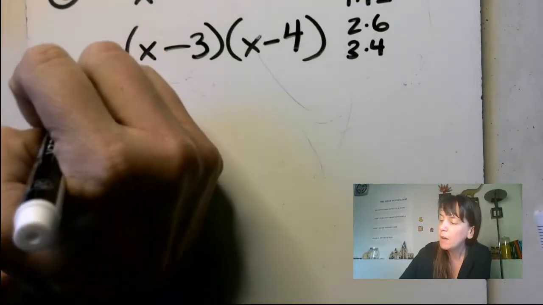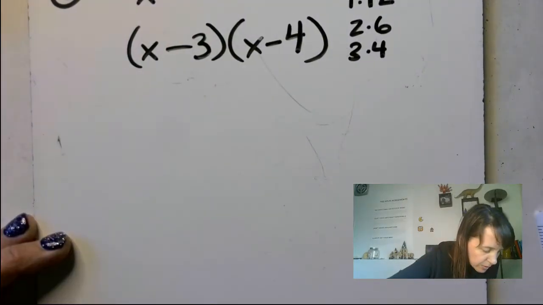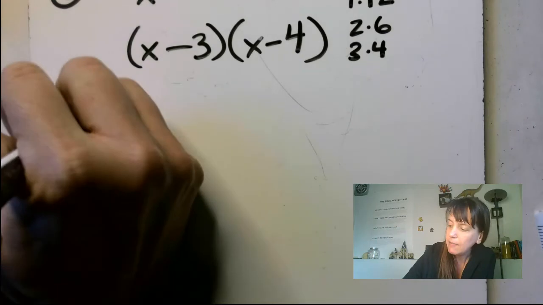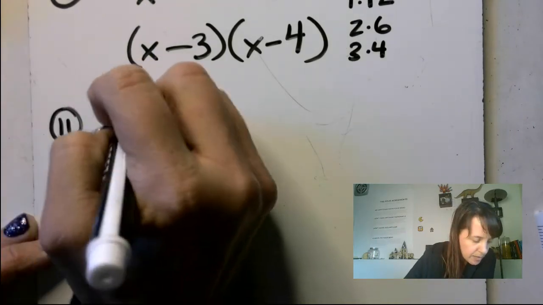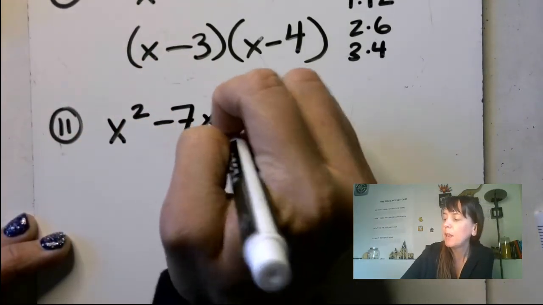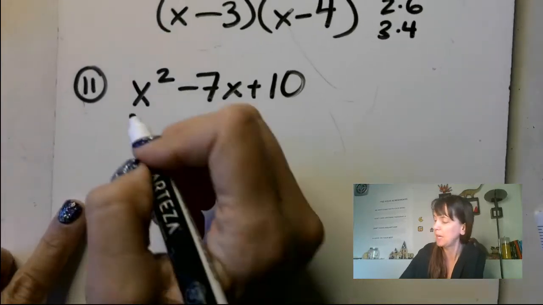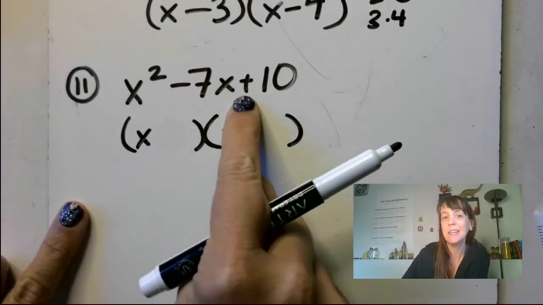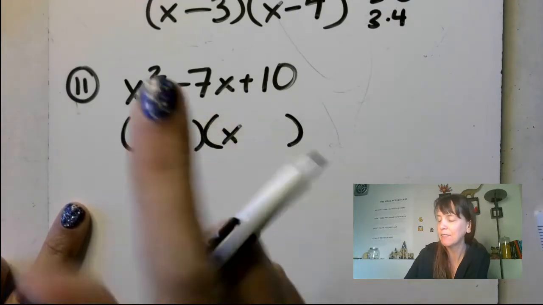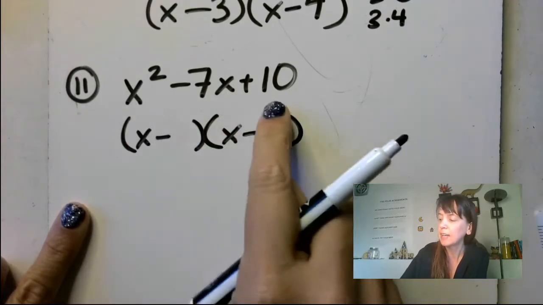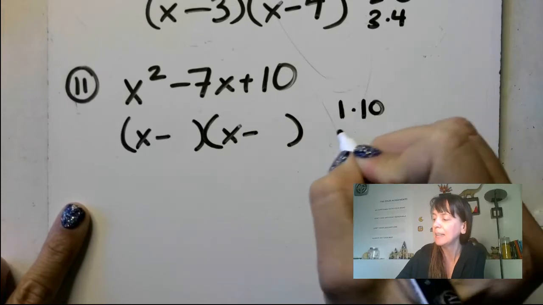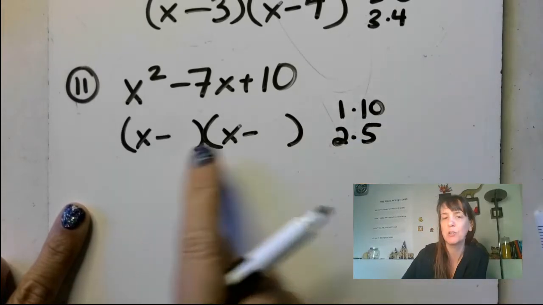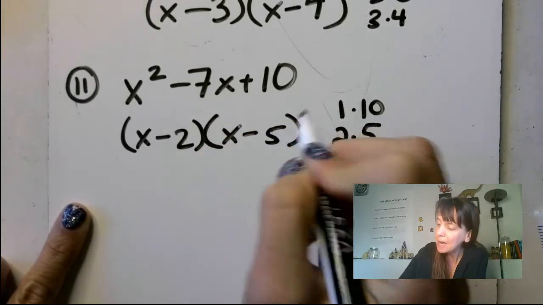All right, let's not do number 9. Let me look at your chart you got going on here. Let's do number 11. We've got x squared minus 7x plus 10. Again, bubbles. X. This tells us same signs, negative, negative. Factors of 10: we got 1 times 10, 2 times 5. If I throw a 2 and a 5 in there, bam, that's going to give me 7.